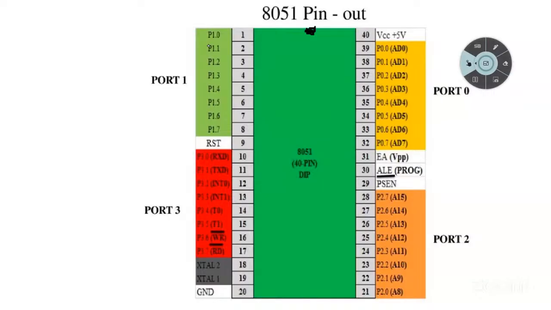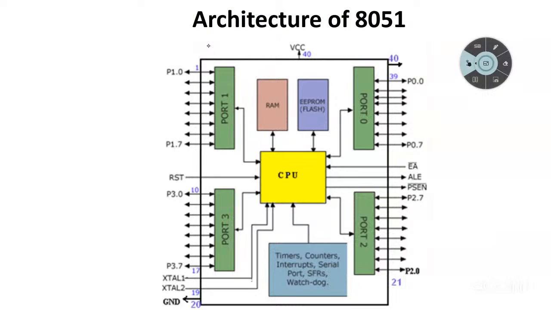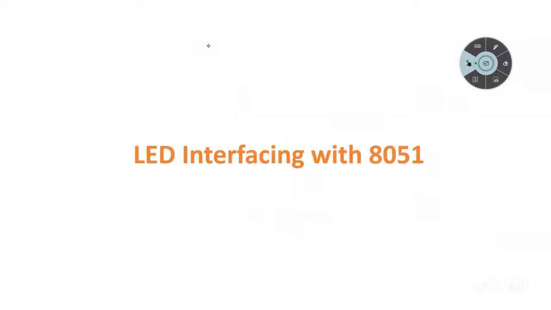Like that, this also has two memories: 4 kilobytes of RAM and 128 bytes of read-only memory. So now, these are the pins. The block diagram, we almost discussed this block diagram.